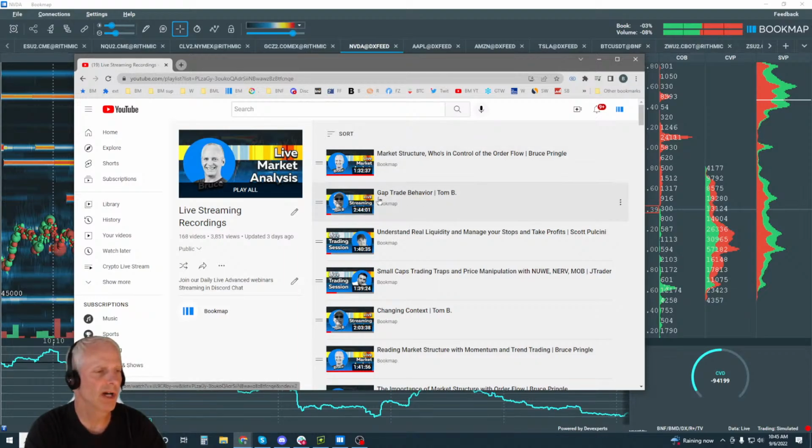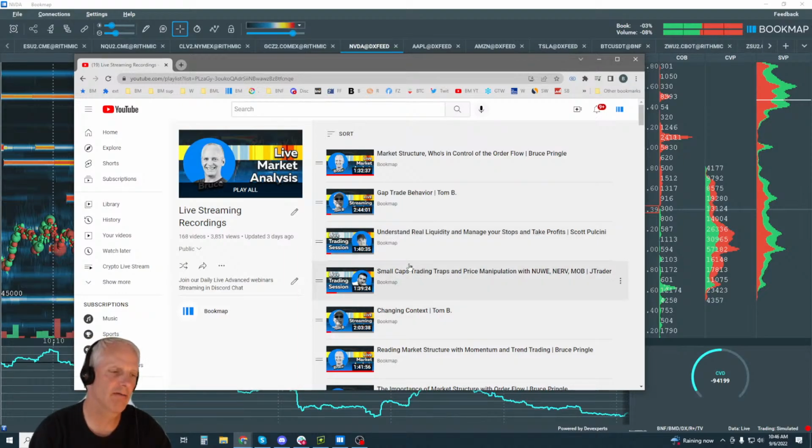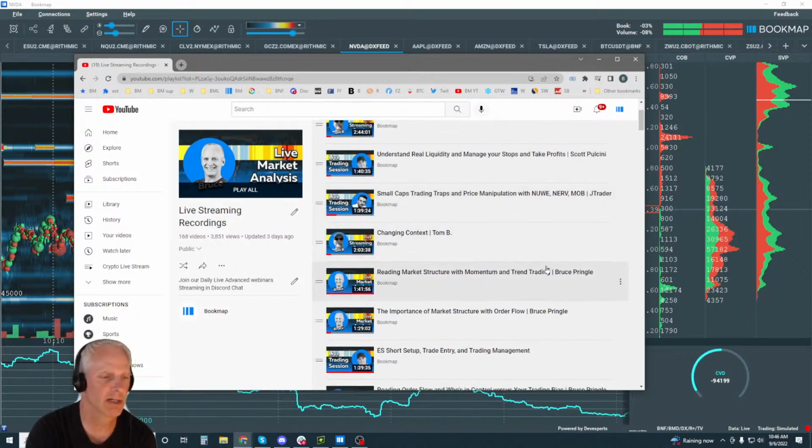Okay, so Tom B does volume profile in detail. Scott uses volume profile, but he uses something very interesting: stops and icebergs, looking for big market events, and then taking those big market events and looking for direction. J Trader goes through his way of looking for pullbacks, and also small caps and many strategies there in small caps. All right, so we'll continue on down here.